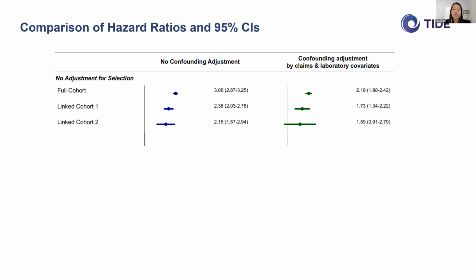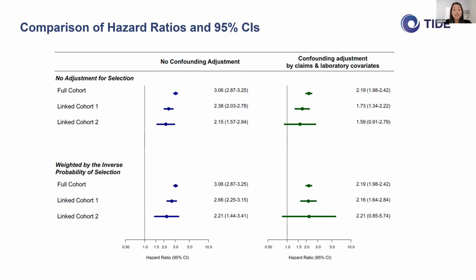Here are the remaining results for the analysis with no adjustment for selection bias. In the interest of time, I'll focus on the last panel in green that shows the confounding adjusted estimates. We see that with no adjustment for potential selection bias, the effect estimates in the linked cohorts suggest a different magnitude of association from the full cohort.